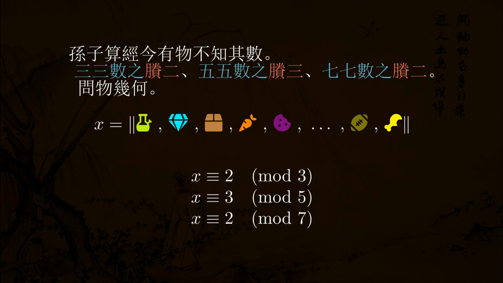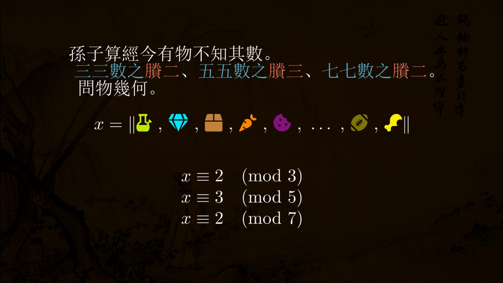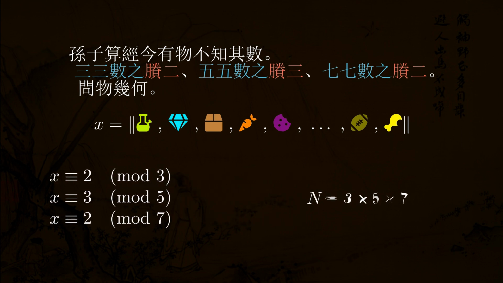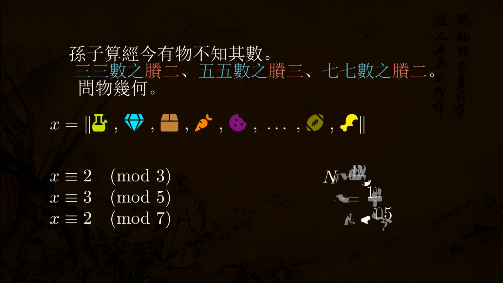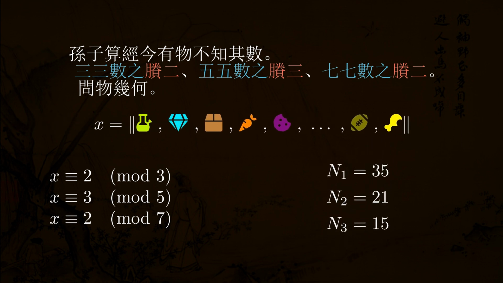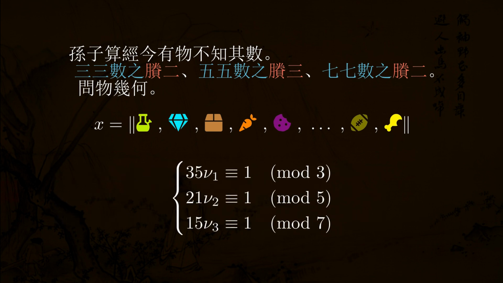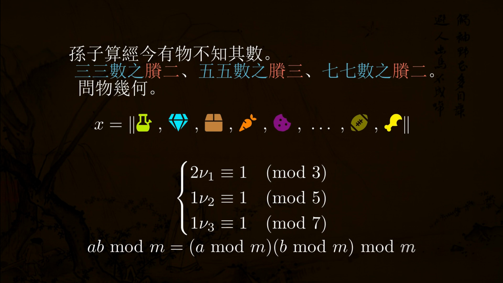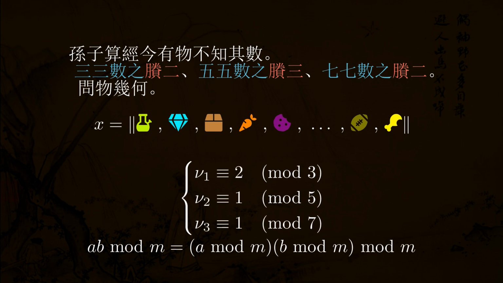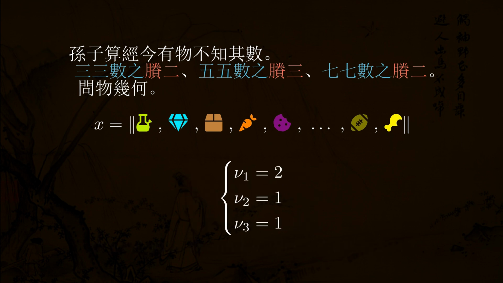These types of problems are solved using the basic CRT algorithm. Basically, we first calculate the modulus product, which is 105. Then, find the partial products for each congruence, like so. Then finally, we need modular inverses that satisfy this new system of congruences. Simplifying the system using some properties, we get this. We want the minimum values of these nu1, nu2, and nu3, so we get these values.